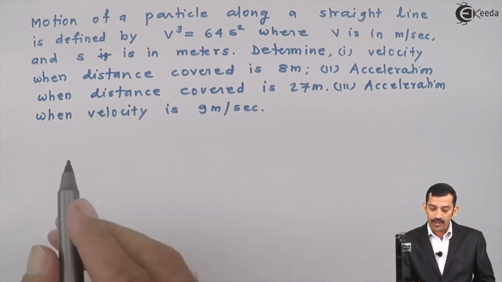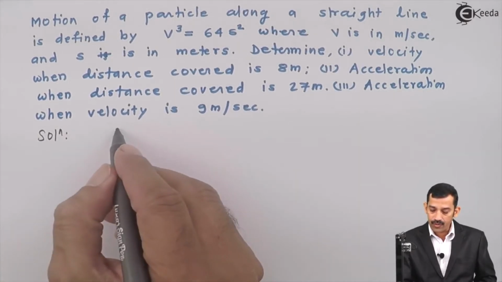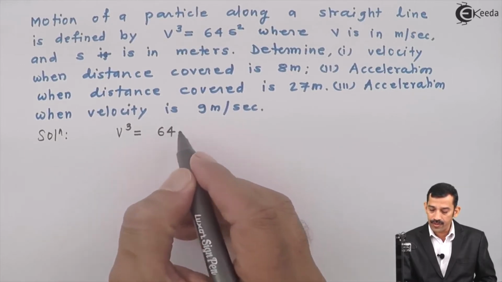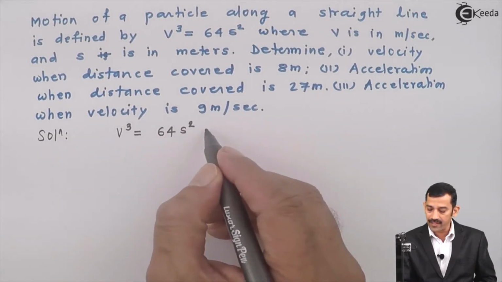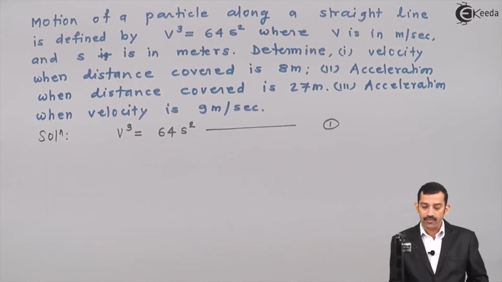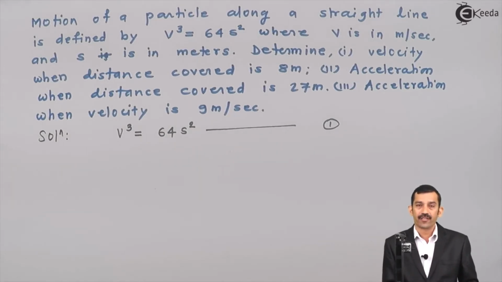Therefore, what equation is given? The first equation is v cube equal to 64 s square. Say this is equation number 1. Now using this equation, we will try to find the relation between acceleration, velocity and displacement.